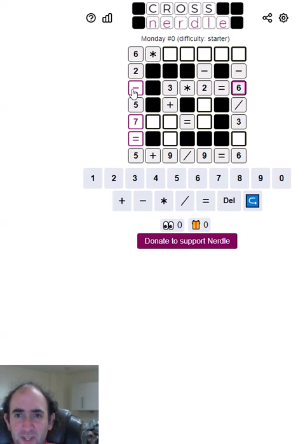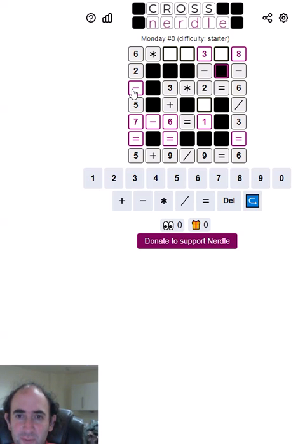This one on the right hand side has got a lot of information as well. Surely that's got to be an equals down there. So something minus 2 equals 6. That's going to be an 8. What else have we got? 3 plus 6 does indeed equal 9. And it can't be 7 times, or 7 plus, or 7 divided by 6, so it's got to be 7 minus 6.